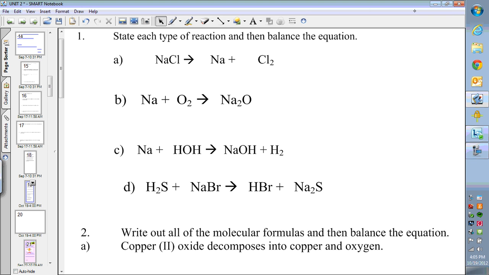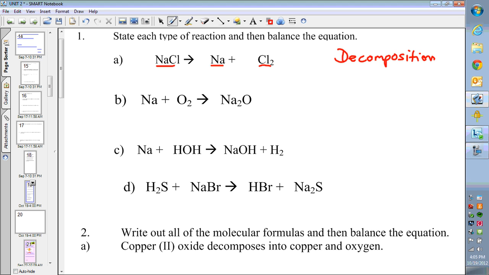We'll minimize that. So if we were to state each type of reaction and then balance it, from what you see here, I see a compound NaCl is reacting or is turning into sodium and chlorine gas. So when I look at my reaction types, that would strike me as being a decomposition reaction because an element is turning into the two compounds that make it up. So that's a decomposition reaction. So decomposition.